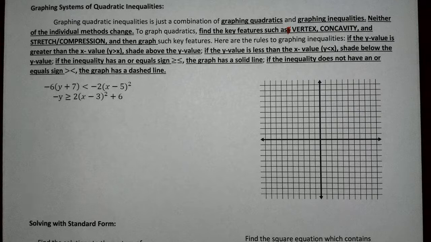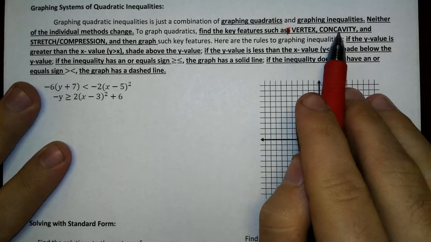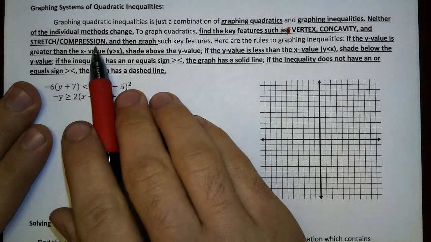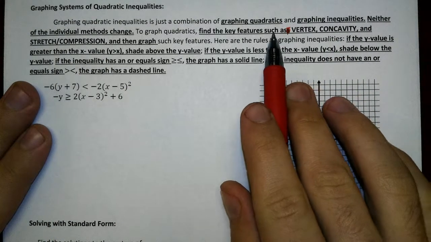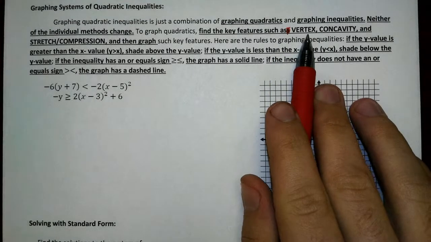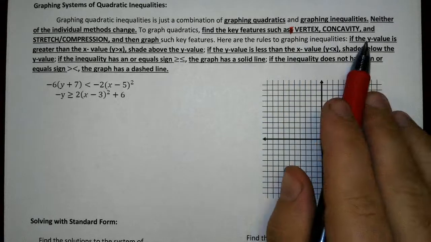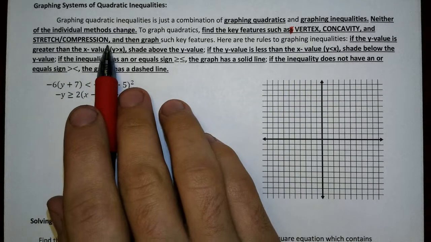Dang it, that's me. Okay, such as the vertex, the concavity, and the stretch or compression, right? Such as, right? Not a bad word there, just AS, okay? Pretend we didn't even see that. So, we're looking for the vertex, the concavity, and the stretch/compression.